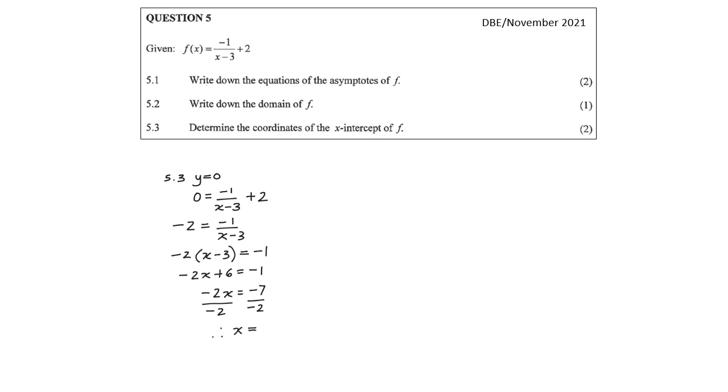But this is not the final answer, as you still need to write the x-intercept in coordinate form. So you write x-intercept, and the coordinates are then 7 over 2 and 0. Let's look at the mark allocation. This question counted 2 marks, so you get 1 mark if you made y equal to 0 in the equation, and then you get 1 mark for the final answer.